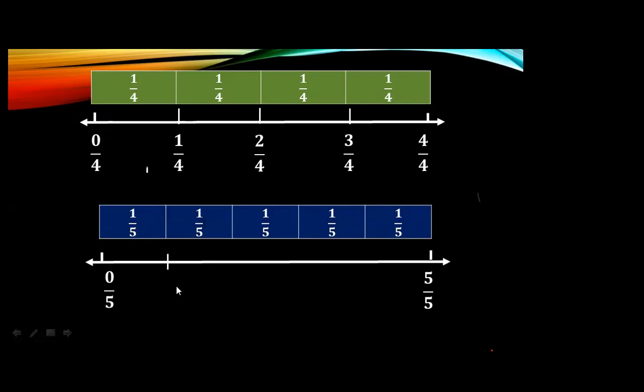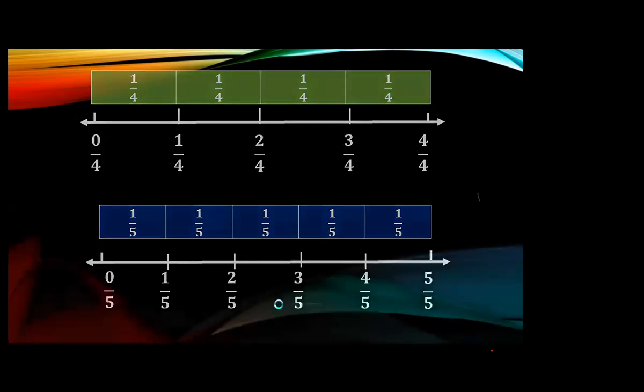1, 2, 3, 4 and 5. 5 spaces. Space number 1, space number 2, space number 3, space number 4, space number 5. 1/5, 2/5, 3/5, 4/5, 5/5. Okay.